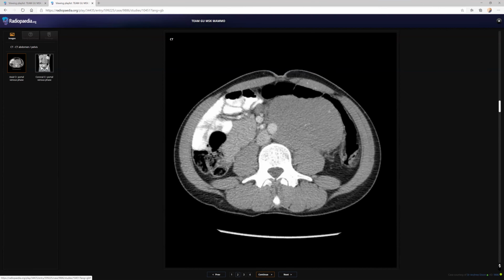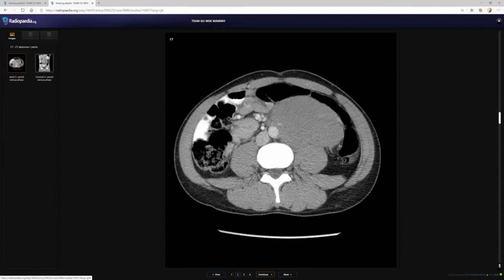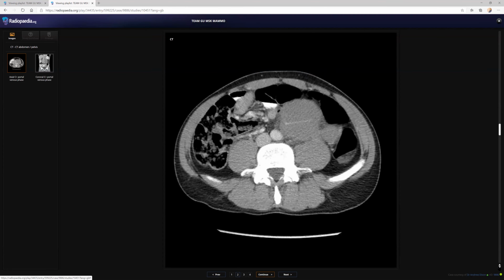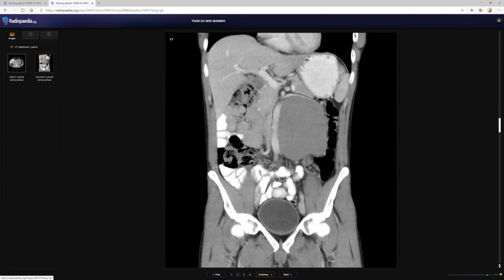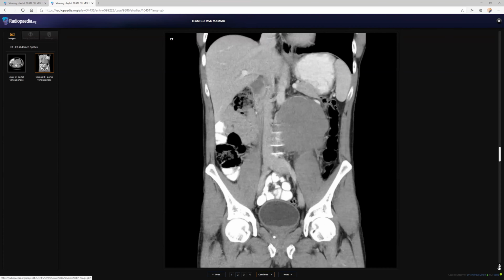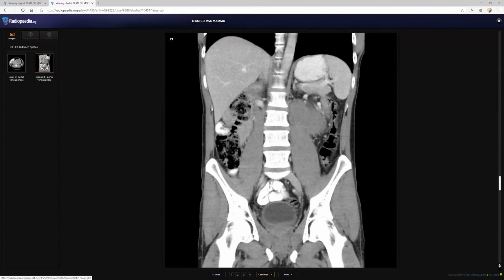Okay, in keeping with this soft tissue density mass, my first differential will be in the retroperitoneal region. I want to look for the coronal images as well. Yeah, you can look at the coronal. Okay, so again, I can find that there is a large soft tissue density mass in the retroperitoneal region.